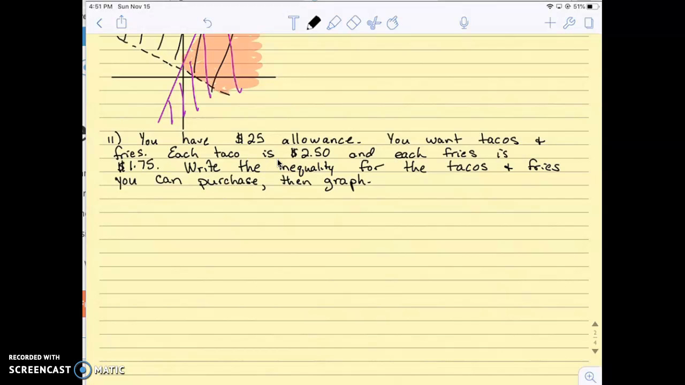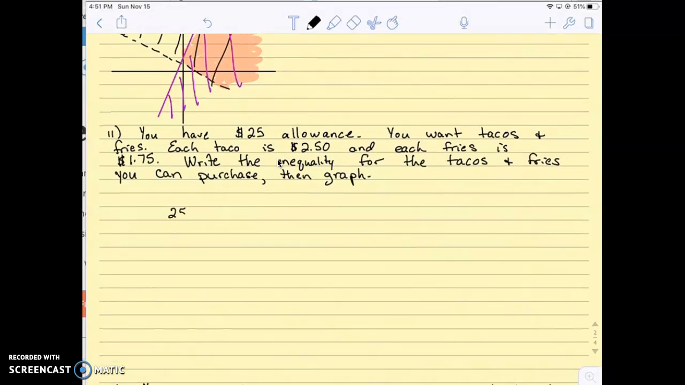That was the cat. So you have $25. All right, so that's the most that you have. That's it. So if that's the most, that's the biggest amount? Is it going to be, you're going to use a greater than sign, or are you going to use a less than sign? And you should say greater than, because this is the most you can have. You want tacos and fries.